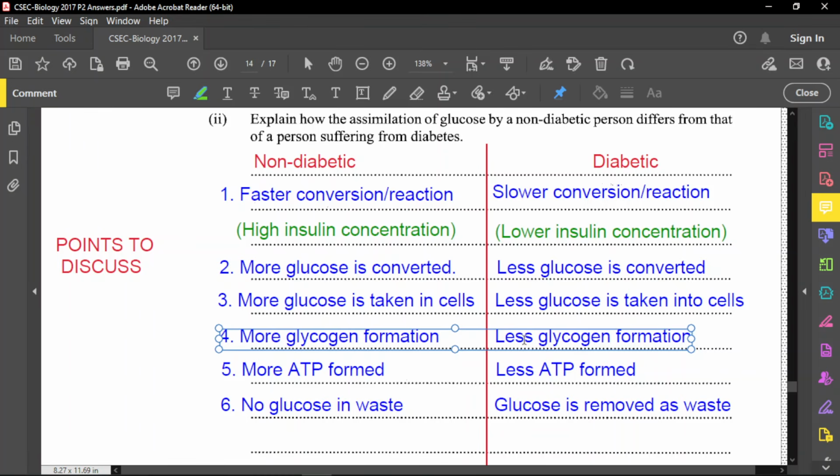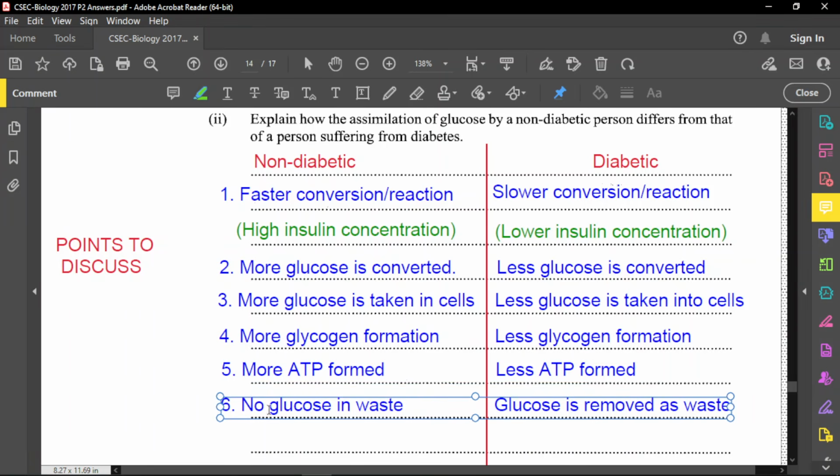And of course, that's why persons who are diabetic tend to be tired easily, because of a lack of available glucose in the cells to convert to energy, or low conversion into energy. Again, that also ties into the point I just made, that more ATP will be formed in terms of energy availability in a non-diabetic person. In a diabetic person, you have less ATP formed. That means less energy available. That's why they are tired easily.